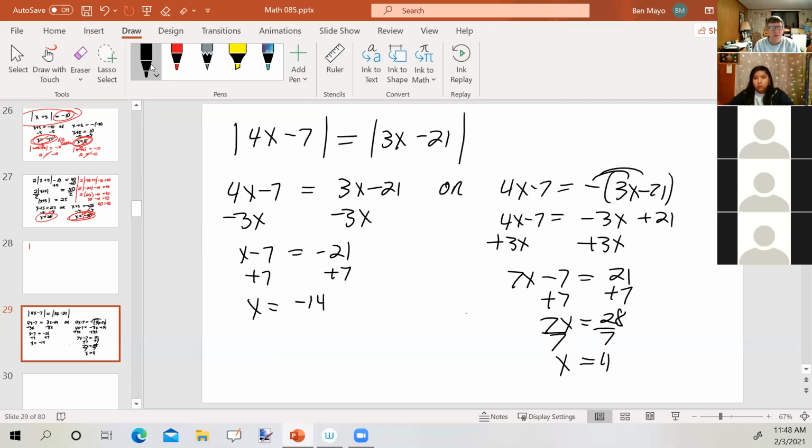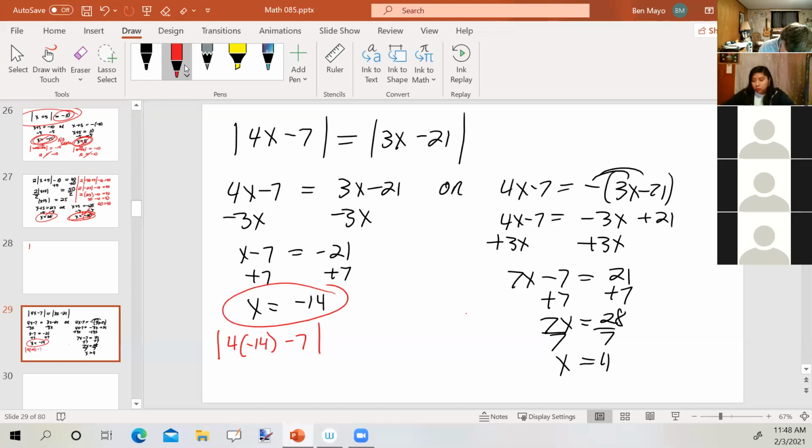All right, let's check those 2 answers. Let's take -14. We're going to get the absolute value of 4 times -14 minus 7 equals the absolute value of 3 times -14 minus 21. 4 times -14 is -56. -56 minus 7 is -63. The absolute value of -63 is 63.